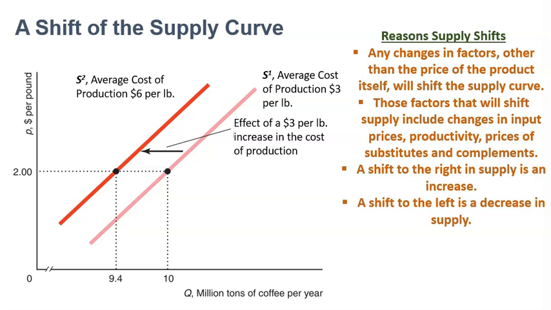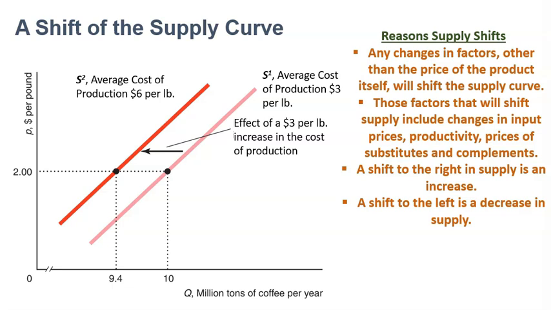The key reasons supply curves will shift are: any changes in factors, other than the price of the product itself, will shift the supply curve. Those factors that will shift supply include changes in input prices, productivity, prices of substitutes and complements. A shift to the right in supply is an increase. A shift to the left is a decrease in supply.